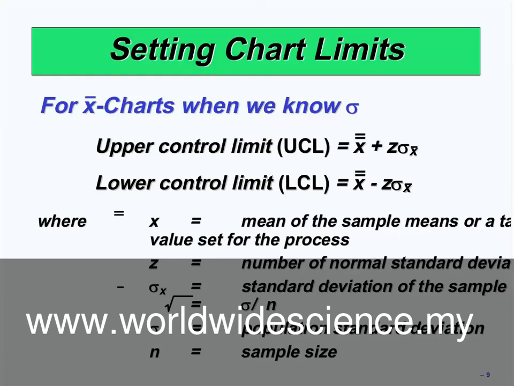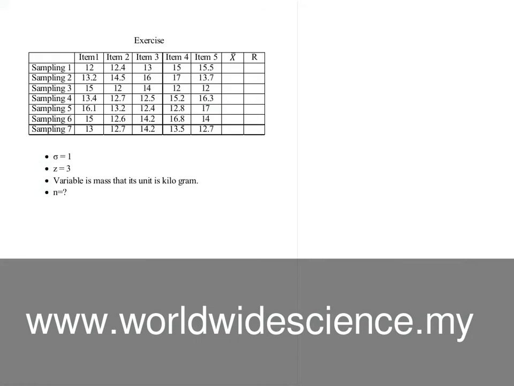So in this exercise, as you see, 7 times sampling has taken place by the operation manager. In each sampling, the operation manager has selected 5 items.